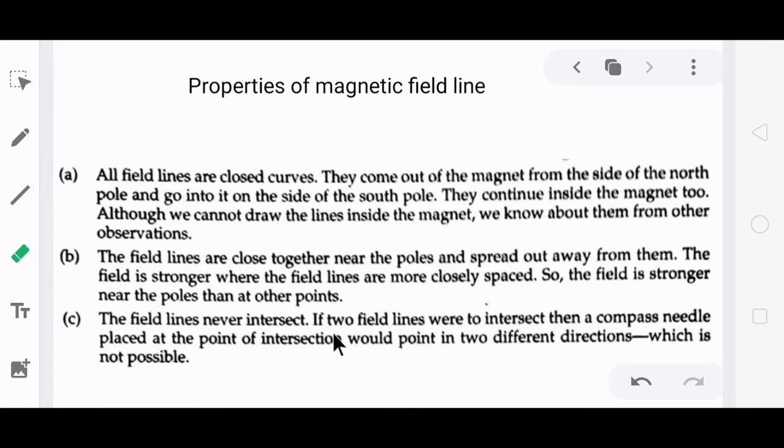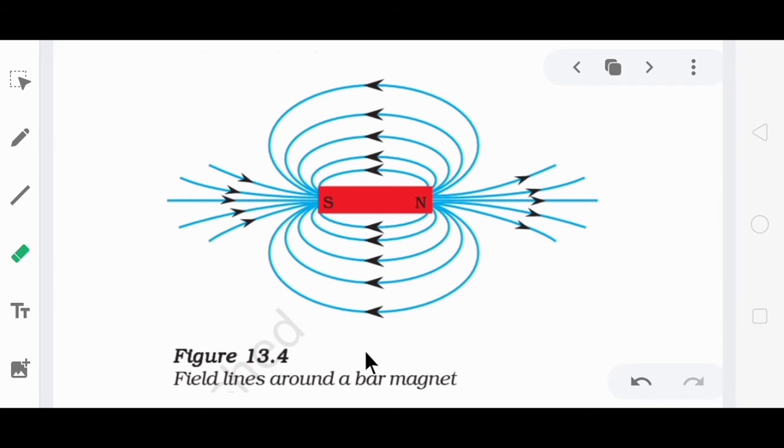If two field lines were to intersect, then a compass needle placed at the point of intersection would show two directions. Actually, these lines are made by the indication of the compass needle. So at a point where two lines intersect, we get two directions shown by the compass, and that is impossible. At a point, the magnetic field has a unique direction, and it has some magnitude.